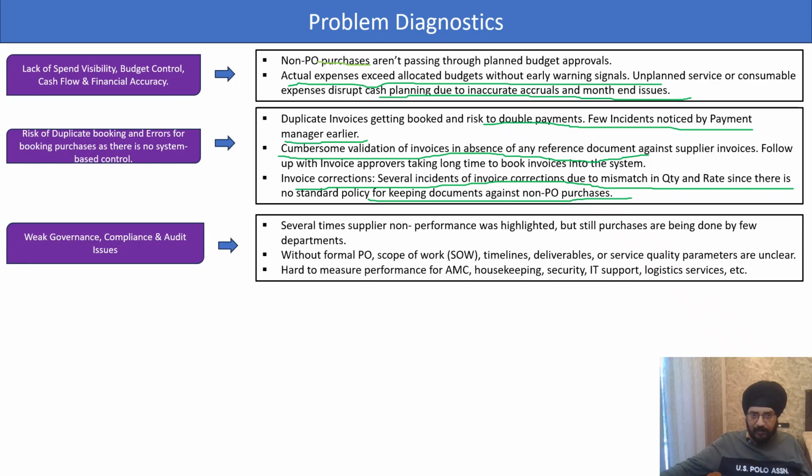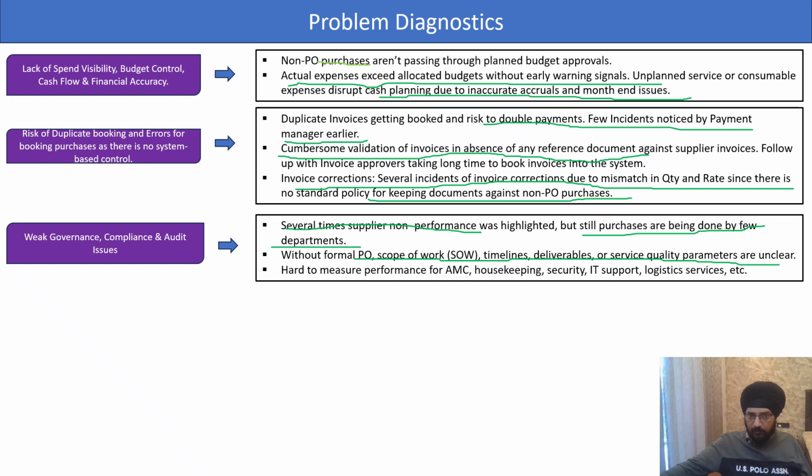Weak governance, compliance, and audit issues. Several times supplier non-performance was highlighted, but still purchases are being done by few departments. So this is something which has been highlighted by Mr. G when he diagnosed the problem for Mr. J. Without formal PO, scope of the work, SOW, timeliness, deliverables, or service quality performance are unclear.